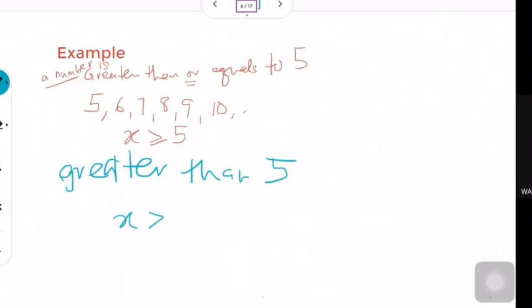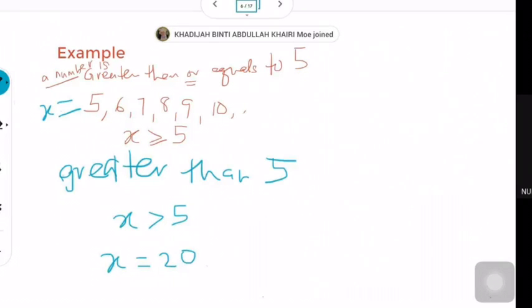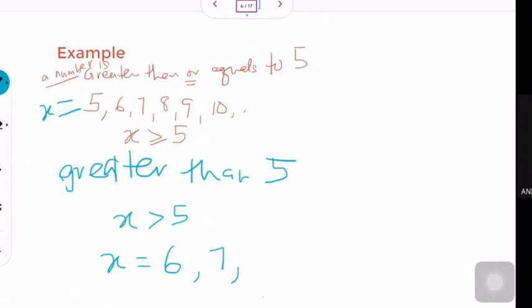So X can be what? 20. X can be 20. 6. Okay, mula dari yang paling kecil apa dia? Yang paling kecil. 6. It can be 6, 7 boleh, 8 boleh, 9 boleh, 10 pun boleh dan so on. 20 boleh, okay. Tapi bezanya apa kat sini? What is the difference between this first one and second one?